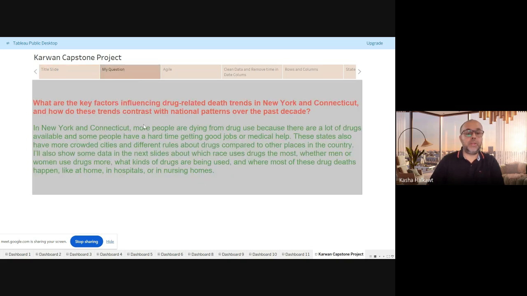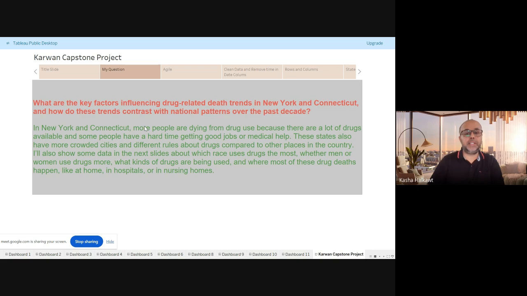My question: what are the factors influencing drug-related death trend in New York and Connecticut? And how does this trend contrast with national pattern over the past decade?